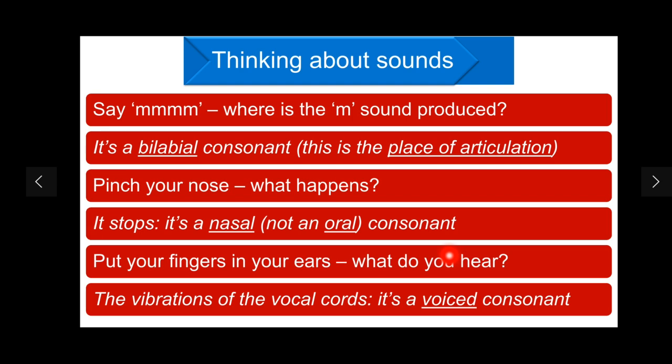Whenever you are describing a consonant sound, you have to focus on three aspects of a sound: place of articulation, manner of articulation, and voicing. Where a sound is produced, how a sound is produced, whether it's vibrated or not vibrated. These are the three aspects when you are describing a consonant sound.